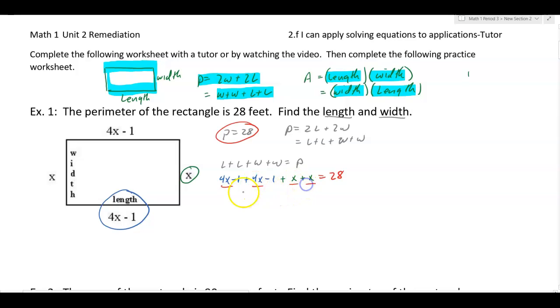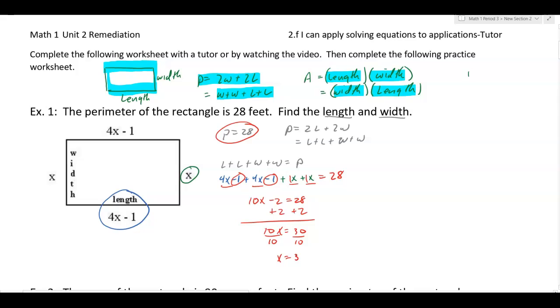First thing I'm going to do is combine like terms. 4 plus 4 is 8, plus 1 is 10. So that's 10x. Then negative 1 minus 1 is minus 2 equals 28. Now I can solve this for x. Add 2, 10x equals 30. Divide by 10, x is equal to 3.